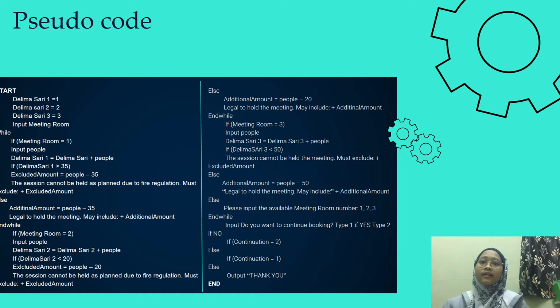Else, please input the available meeting room number 1, 2, 3. And while input, do you want to continue booking? Type 1 if yes, type 2 if no. If continuation equals 1, continue. Else output thank you. Phase 3, design the algorithm in flowchart and pseudocode.